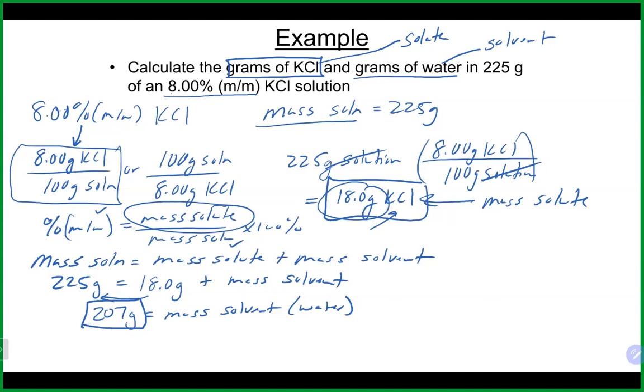Any questions on either of those? So the solution is basically made up of 18 grams of the KCl and about 207 grams of water all mixed together. And that gives you your 8% solution. Any questions on that there? All right, we'll wrap it up there for today, I think.